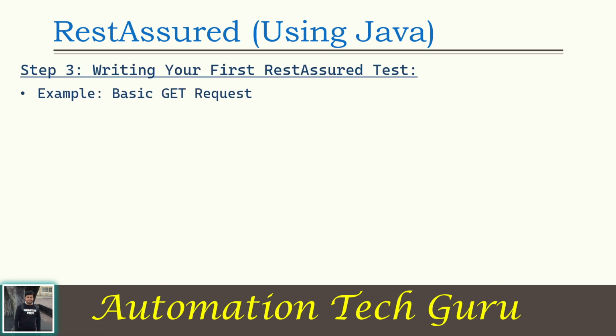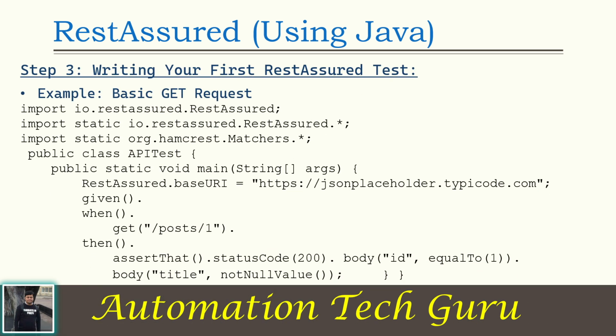Writing your first RestAssured test. A basic GET request, how you can put it: import io.restassured. You need to import all the required classes and packages for RestAssured, and then you can write RestAssured.baseURI. You can pass this URL, given, when, then, get this URL, then assert the status code, then body id equal to 1, and title is whatever value is coming, right?